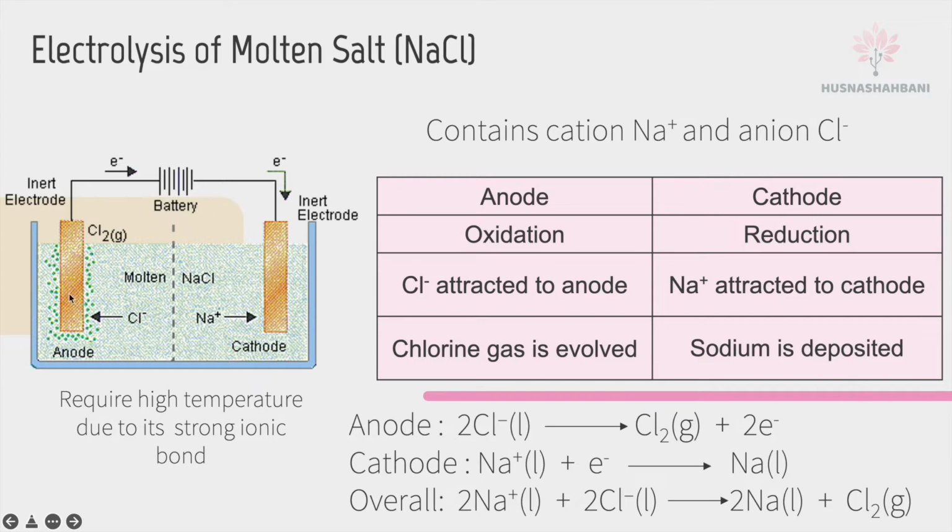Chlorine gas will be evolved at the anode because Cl- becomes Cl2, and Na+ receives an electron and becomes Na. This is what happens in the electrolysis of molten salt.